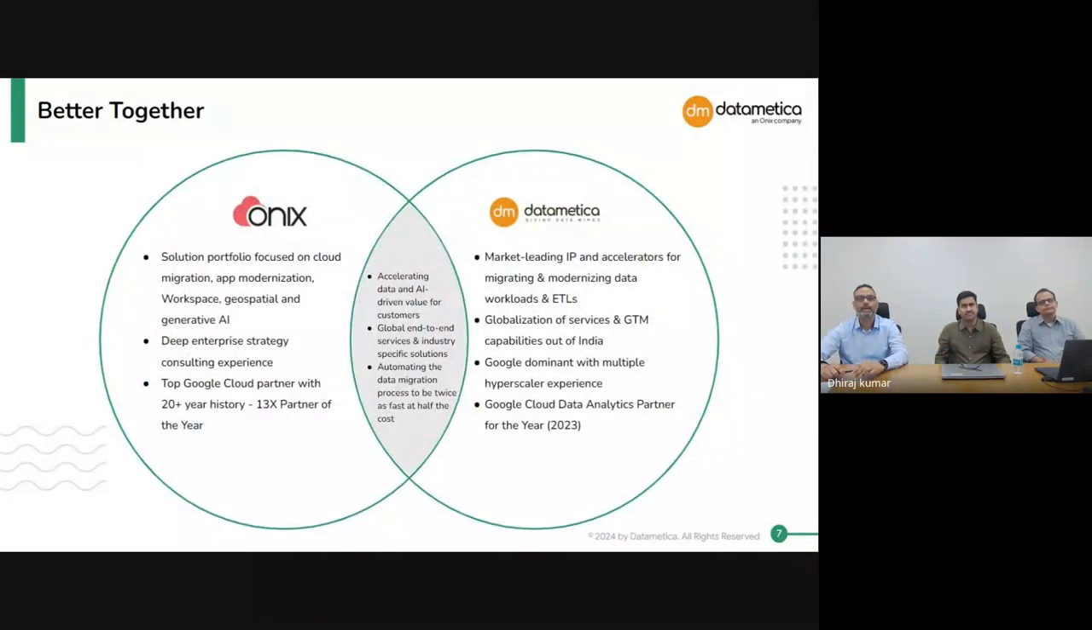Now, good news: Onyx and Datametica have come together. What it means is now we are able to provide an end-to-end offering for the customer by leveraging the data engineering muscle of Datametica, backed by our IPs and the deep expertise of Onyx in AI, Gen AI, and consulting.